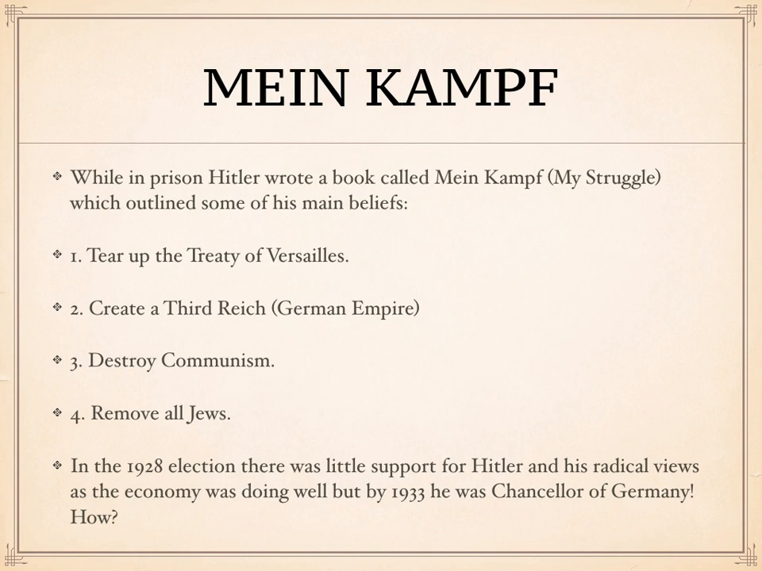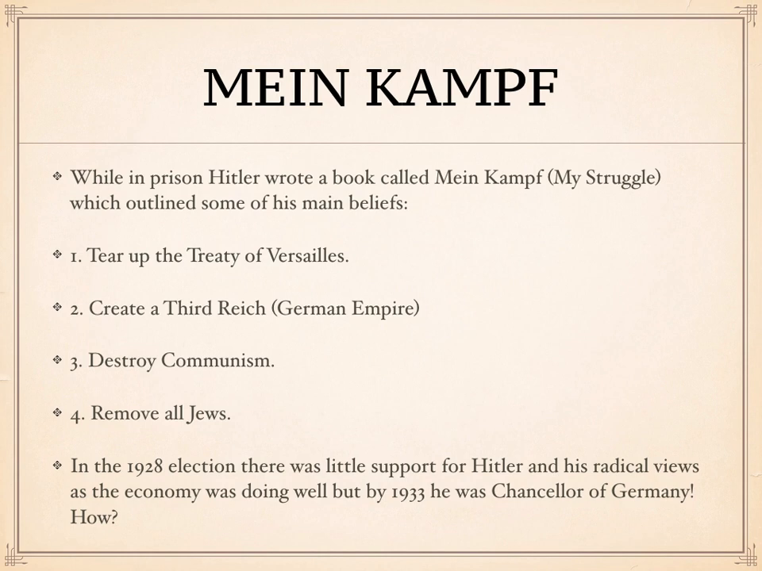So he wanted to tear up the Treaty of Versailles, which is a very popular thing. He wanted to create a Third Reich, or a German Empire. He wanted to destroy communism, and he wanted to remove all Jews. In 1923, there wasn't a big audience for this.